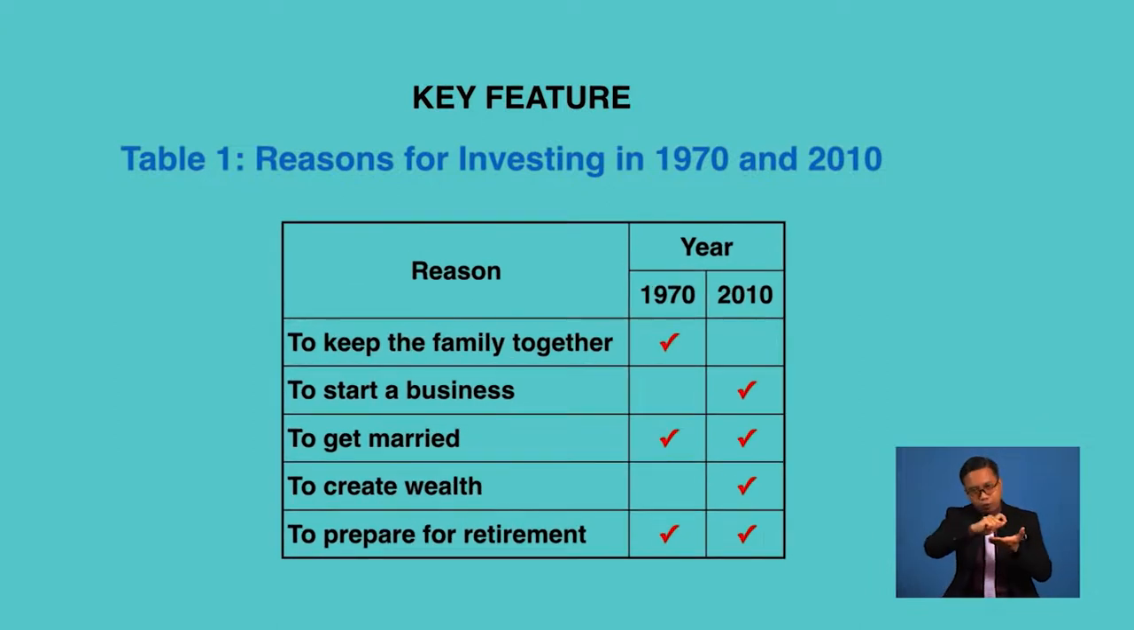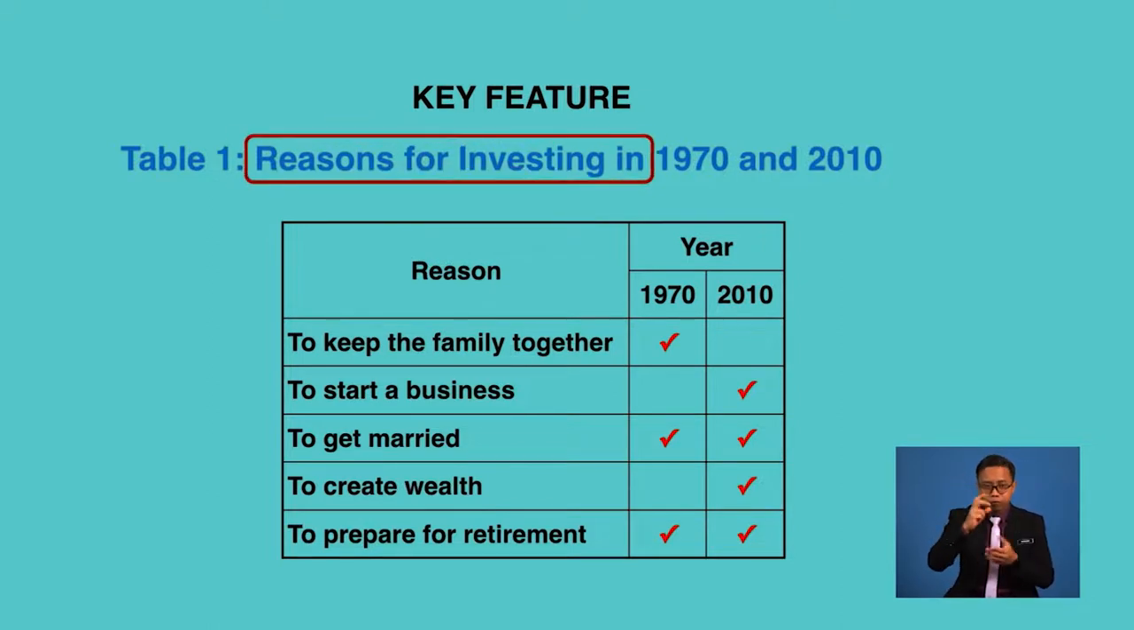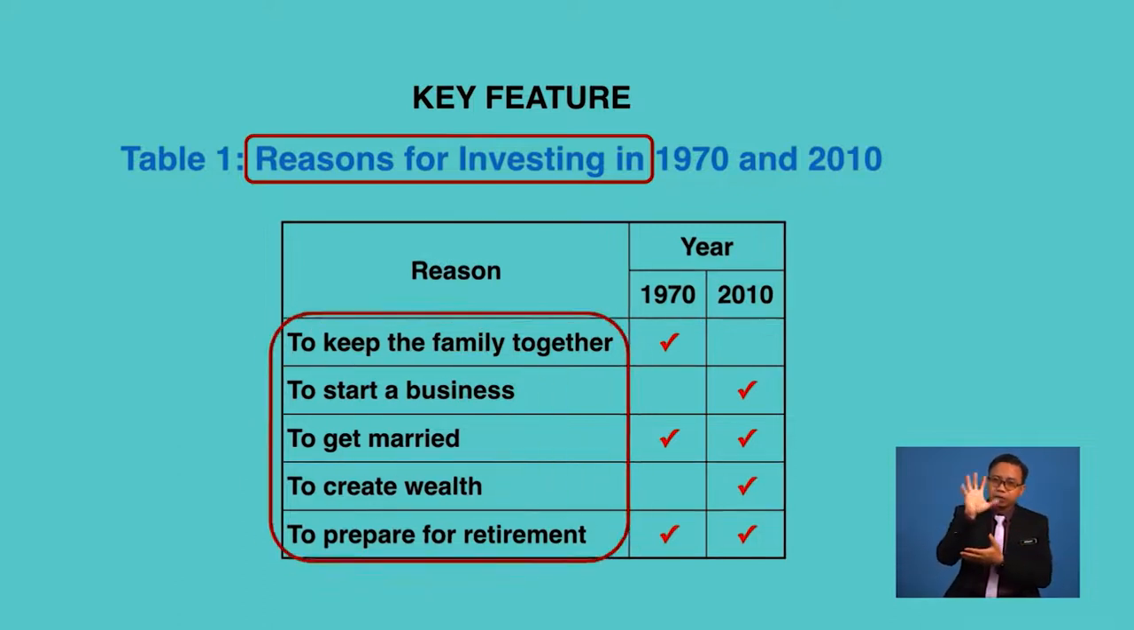When writing a synthesis, you also have to study the second visual. The second visual is Table 1. There is one piece of information in Table 1, which is reasons for investing. This is the key feature for Table 1. How many reasons are stated here? There are 5 reasons stated, namely, to keep the family together, to start a business, to get married, to create wealth, and to prepare for retirement.